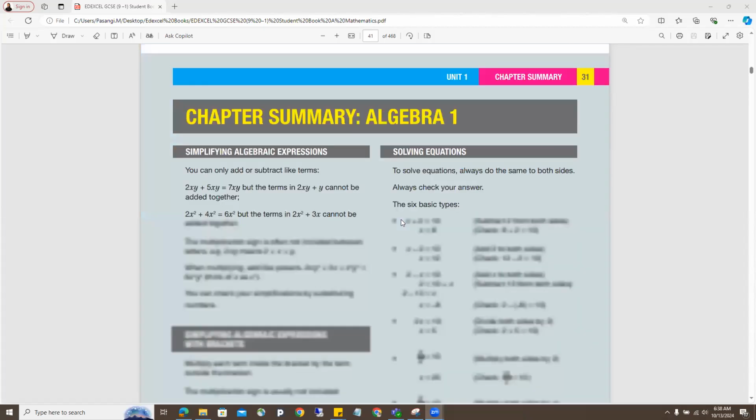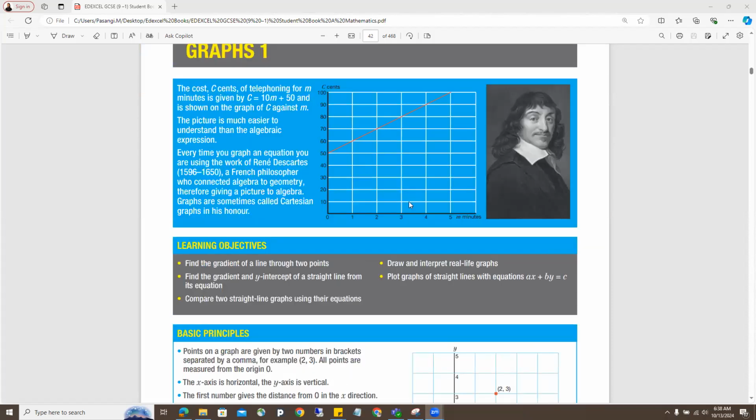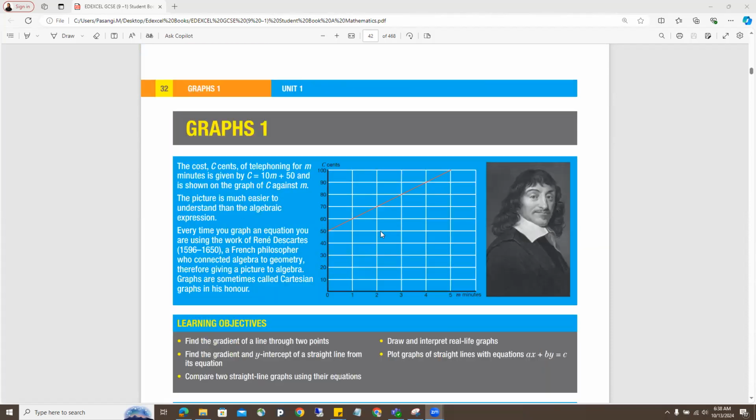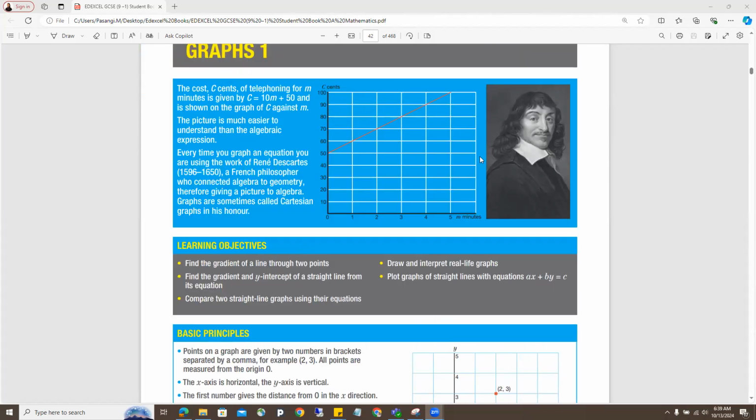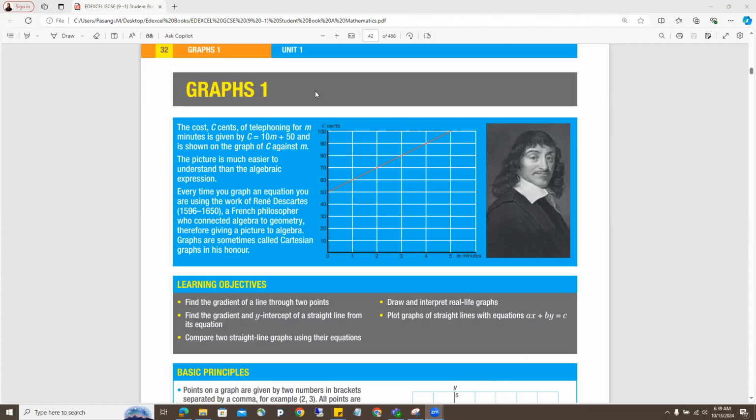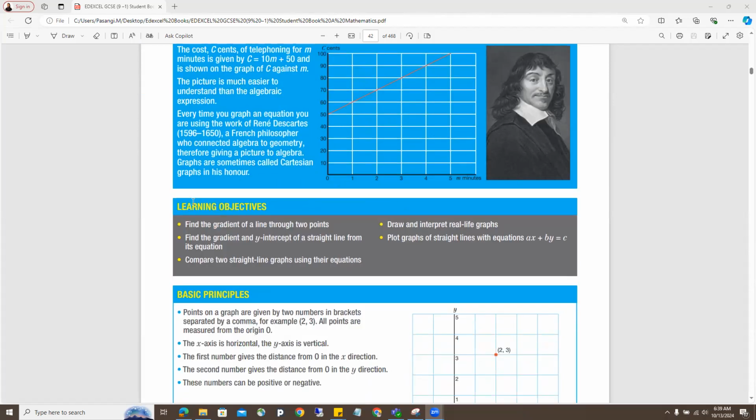Okay, so here for the graphs, we'll do a few things on graphs as well. Now the second unit is unit one, the next section actually. For the first part, as we did algebra, now here we are going to learn about graphs. When it comes to graphs, these are the few things which we will be learning: find the gradient of the line through two points.